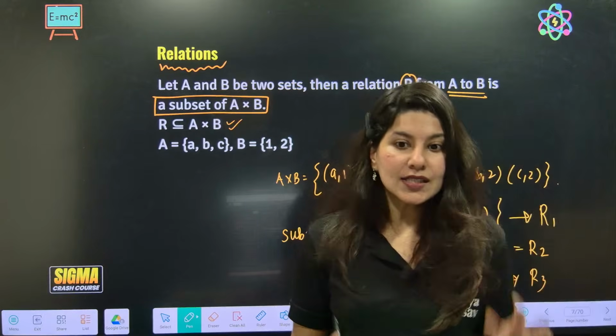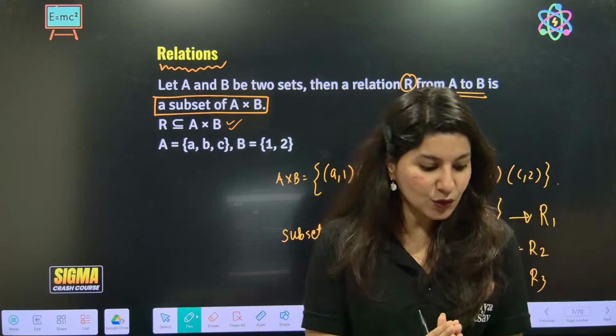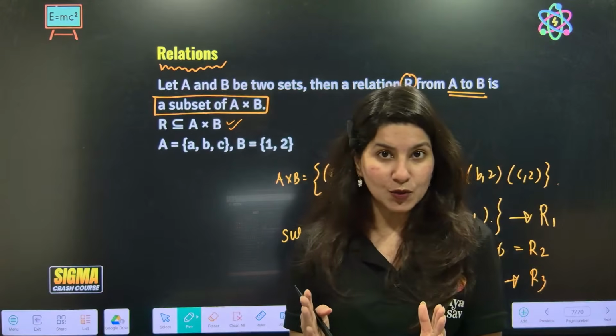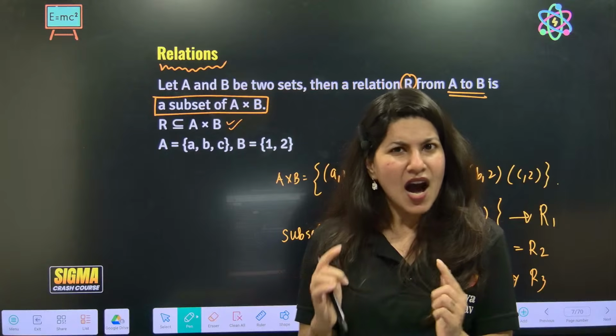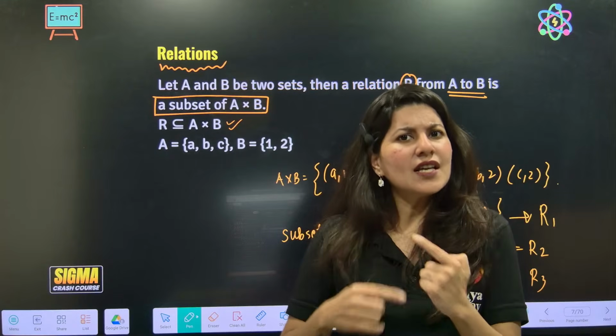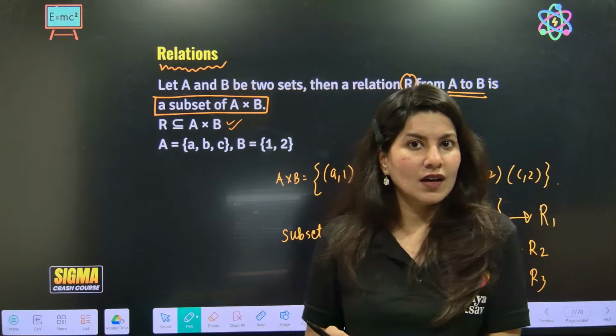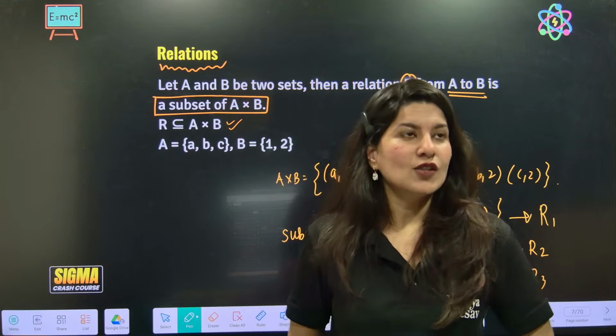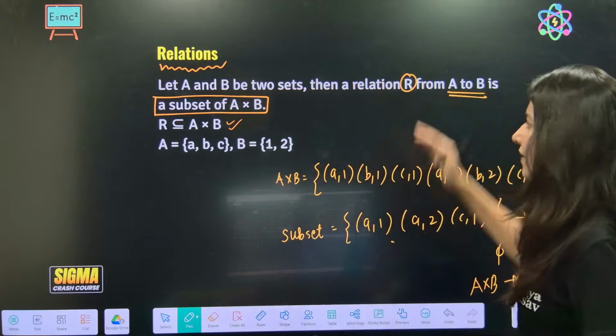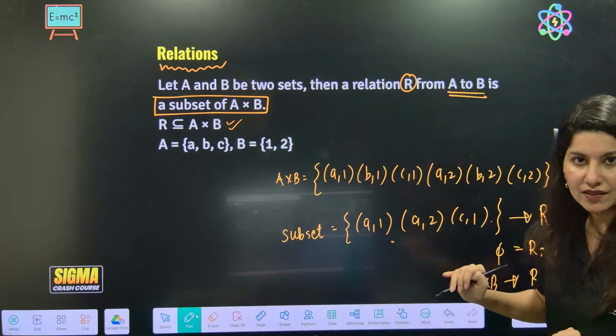Now just understand, if set A is given to you and set B is given to you, how many relations are possible from A to B? Can we calculate that? So ma'am, you just told us that relation is nothing but a subset, right?